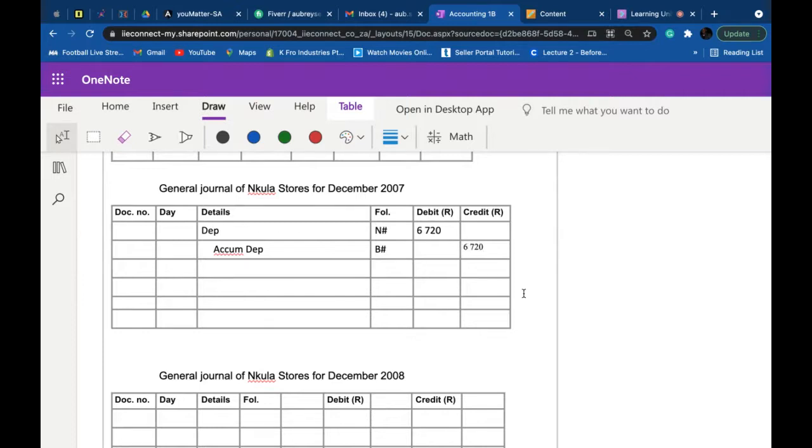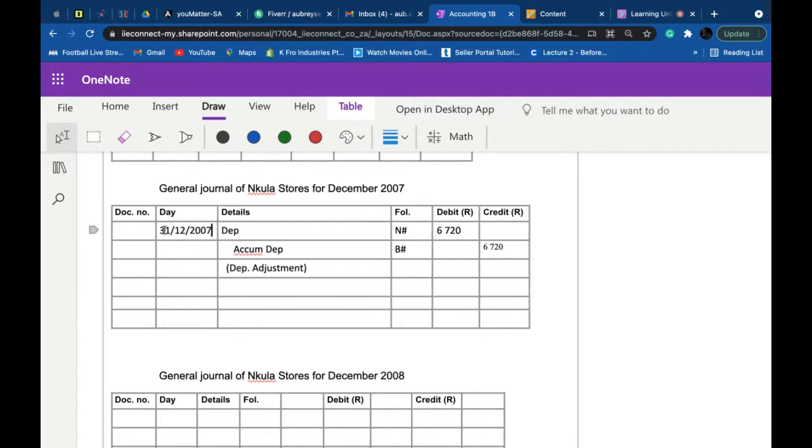Okay. And then here under narration, you're just going to put depreciation adjustment. Okay. Anything that is just making me aware that this is a depreciation calculation that we're doing here. Just explaining whatever is going on. Okay. And obviously we don't have a date. Well, we do have a date, but we don't have the doc number. So this is obviously 31, 12, 20. Cool.